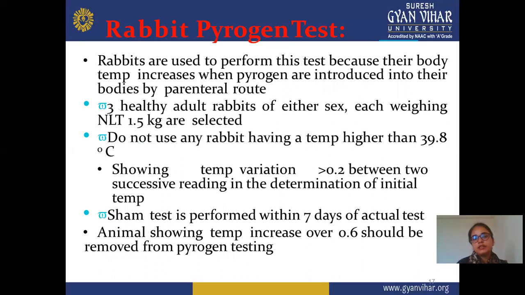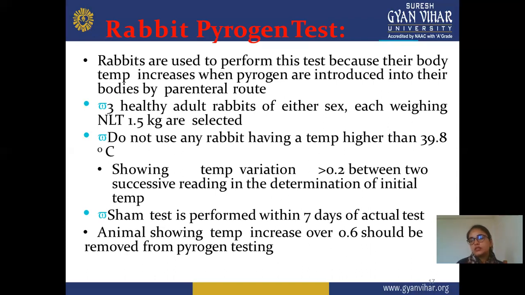And in this, 3 healthy adult rabbits of either sex, each weighing not less than 1.5 kg, are selected. Means for performing these tests, we are selecting healthy rabbits free from any disease. In this we select 3 adult healthy rabbits having the same age, same sex, and weight not less than 1.5 kg. And do not use any rabbit having a temperature higher than 39.8 degrees Celsius.